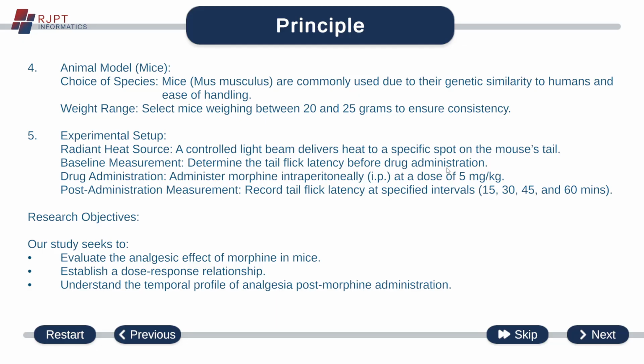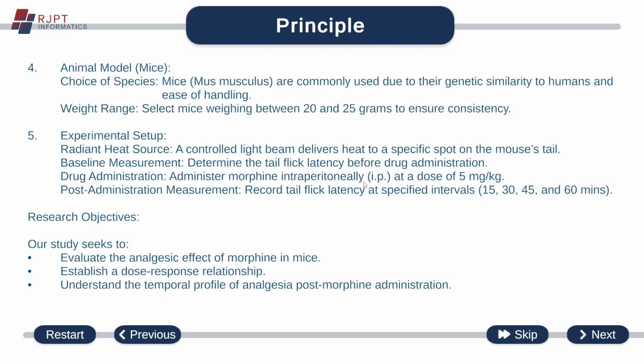So we have to perform it before administering the drug and after administering the drug. We have to perform it 2 times so that a baseline is measured. Drug administration: administer morphine intraperitoneally at a dose of 5 milligram per kilogram. So we have to administer our analgesic drug morphine through the intraperitoneal route.